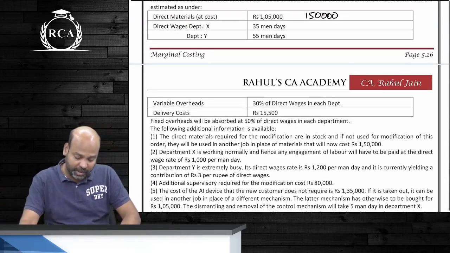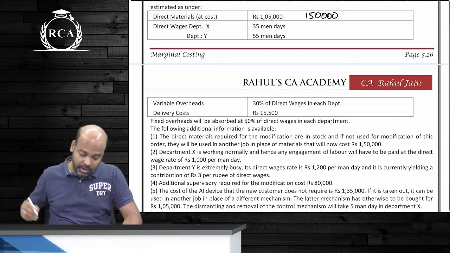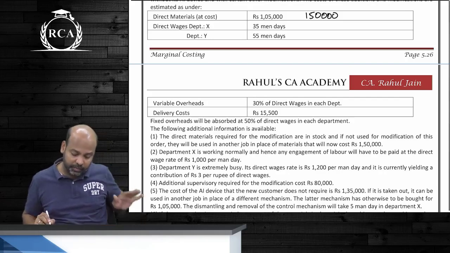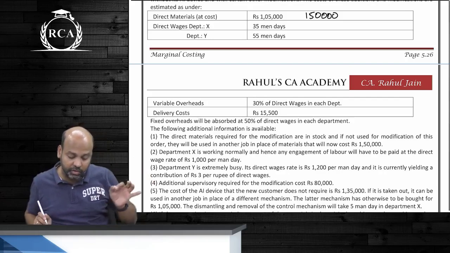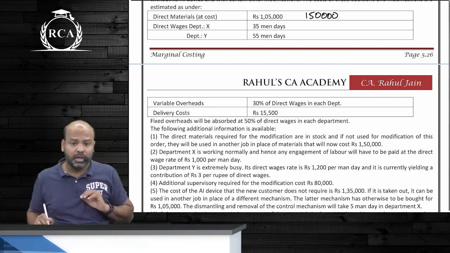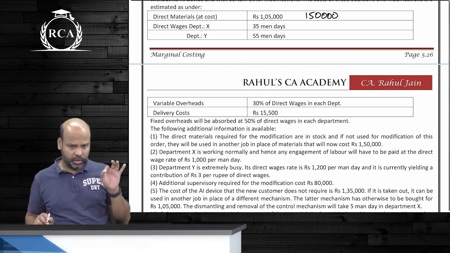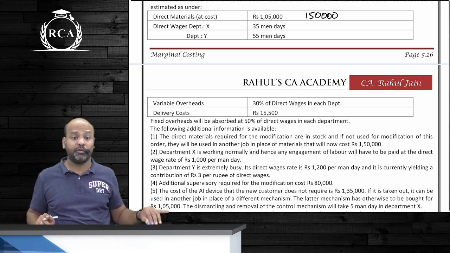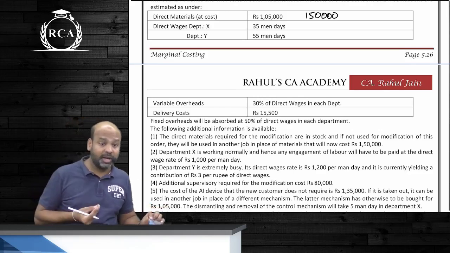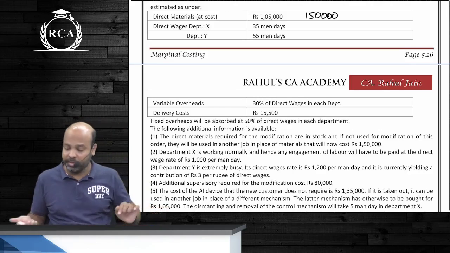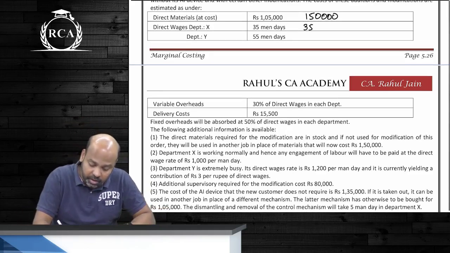Direct wages, guys, department X. Look below: department X is working normally, and hence any engagement of labor will have to be paid at a direct wage rate of 1,000 rupees per man day. He's telling you that if you want to take up this order, you will have to pay wages. Is that an incremental expenditure? So what will be relevant for decision making? 35 guys into 1,000, 35,000.